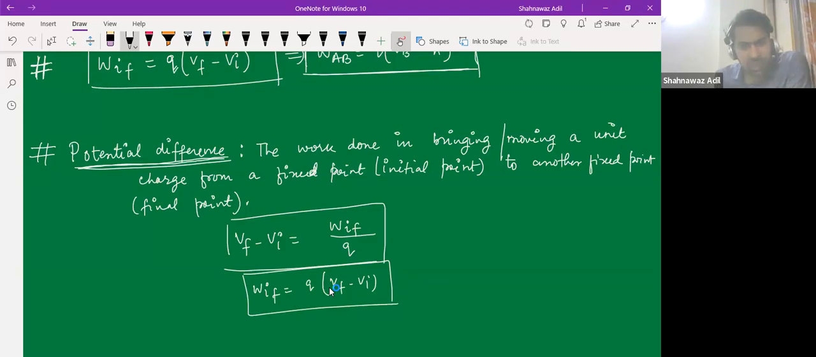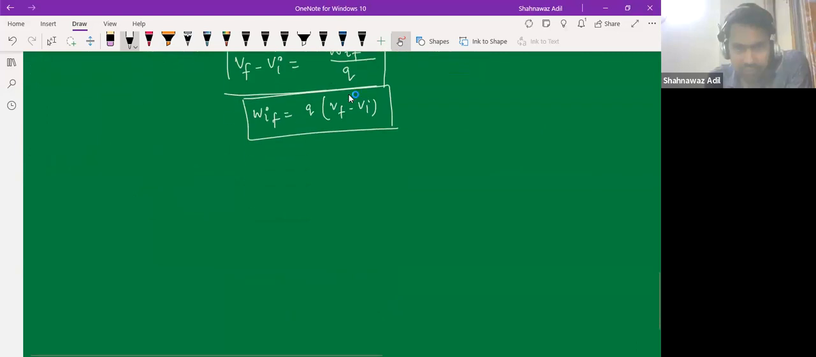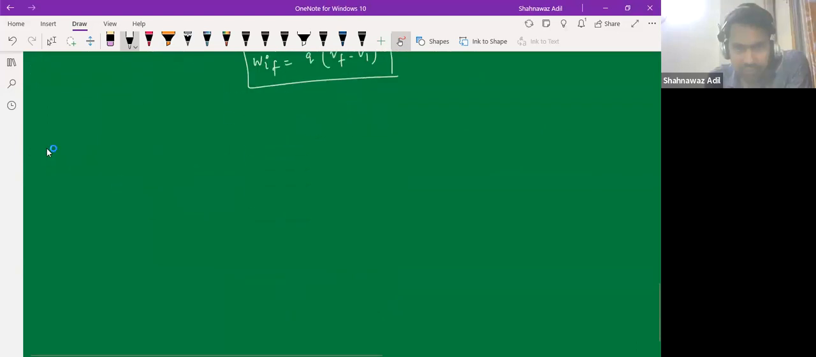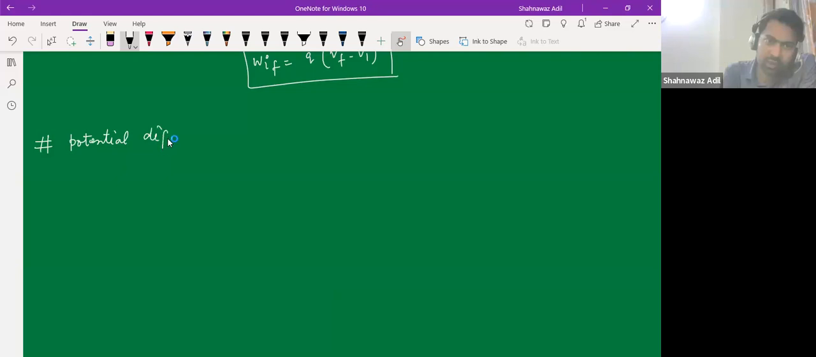Now let us find out the potential difference. So what would be the potential difference? And I will note it down, right. So potential difference in electric field, right? So this would be how much?